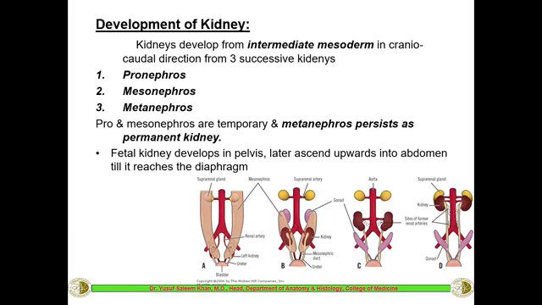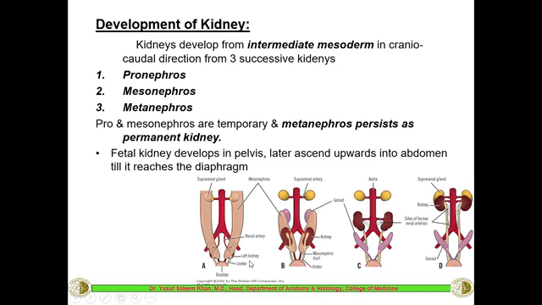As I said, the kidney starts developing in the pelvis, then it starts ascending, and during its ascent it also keeps on changing. So initially the kidney begins forming in the pelvis in the form of pronephros, then the mesonephros and the metanephros. These are the three components from which the successive kidneys are formed. The pronephros as well as the mesonephros are the temporary kidneys. So if you can see here, this is the mesonephros.